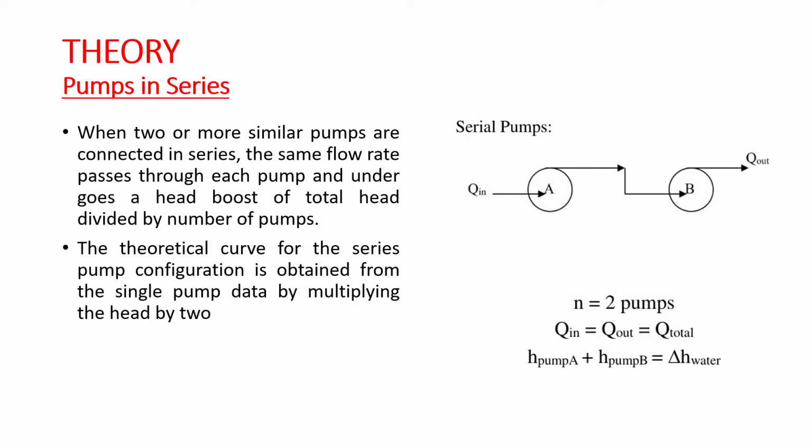When two or more similar pumps are connected in series, the same flow rate passes through each pump and undergoes a head boost of total head divided by number of pumps, which is A_P over N. Therefore, the series configuration of two identical pumps provides a pump characteristic of twice the head as for a single pump. The theoretical curve for the series pump configuration is obtained from the single pump data by multiplying the head by 2. This doubled head is plotted with a measured flow rate.